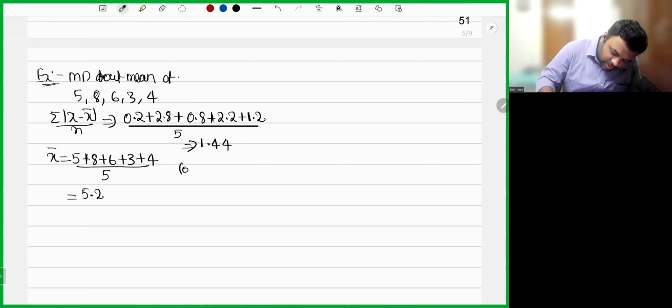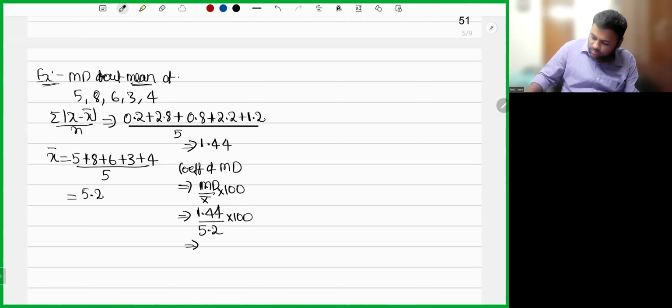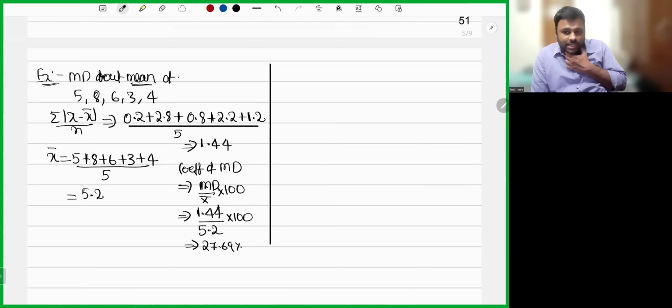What about coefficient of mean deviation? Mean deviation by mean into 100. Divide by the mean because you have taken from mean. 1.44 whole divided by 5.2 into 100 is 27.69%. Okay. So I hope mean deviation about mean is clear.